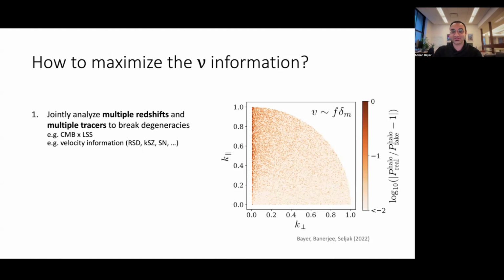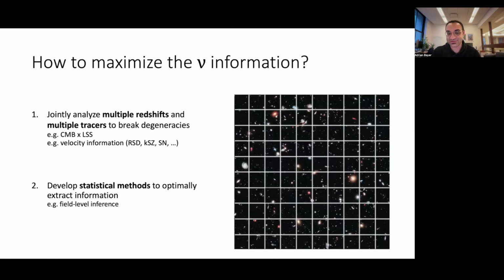And then instead of looking at different physical effects, another way to try and extract as much information as you can about neutrino mass is to develop statistical methods to optimally extract information from cosmological data. And one way to do this is with field level inference. And so these are two things that I'm currently working on, but don't have time to go into a lot of detail about, but just to give a quick flavor of these two things.